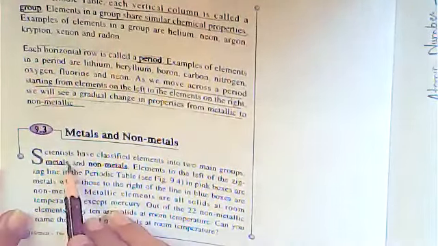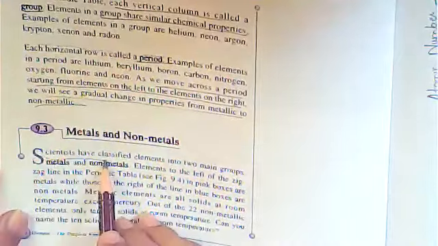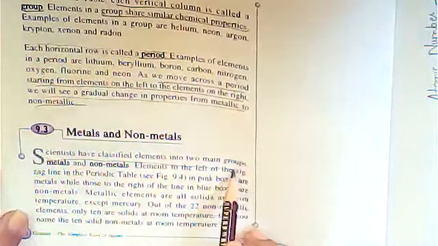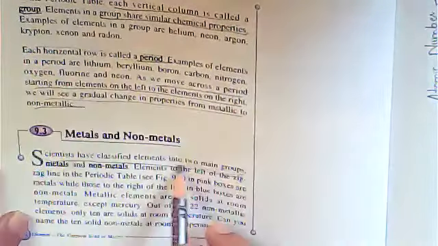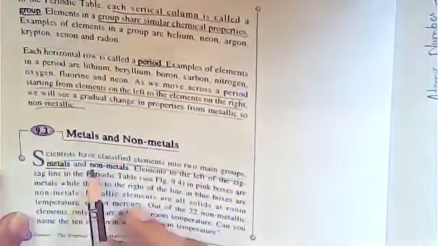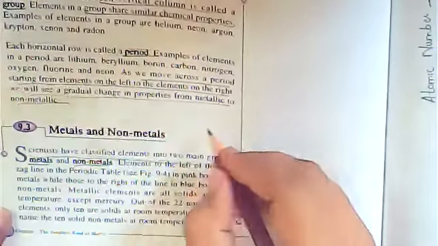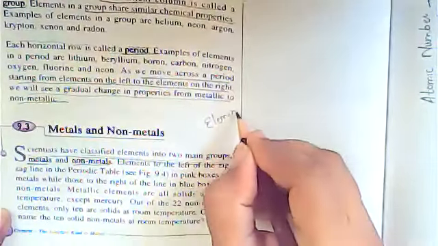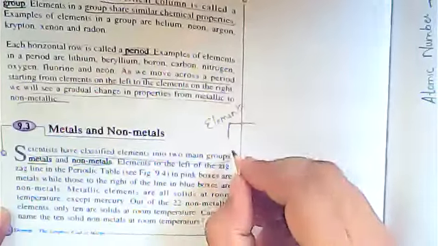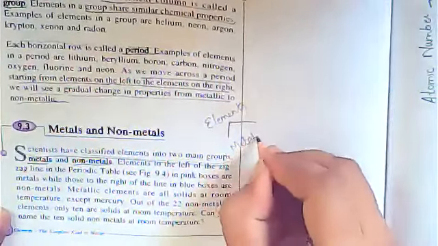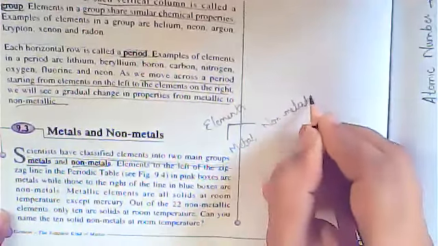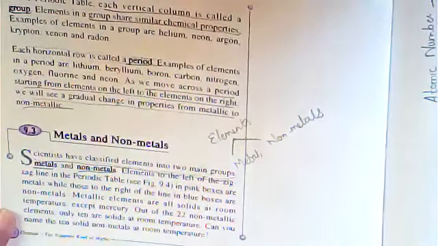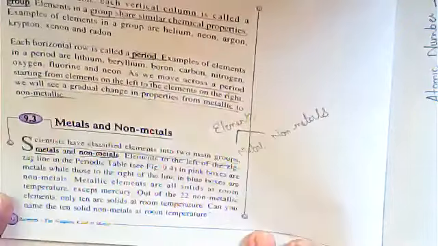Scientists have classified elements into two main groups, that are metals and non-metals. Elements are divided into two groups. Number one is metals, and the second one is non-metals, right?